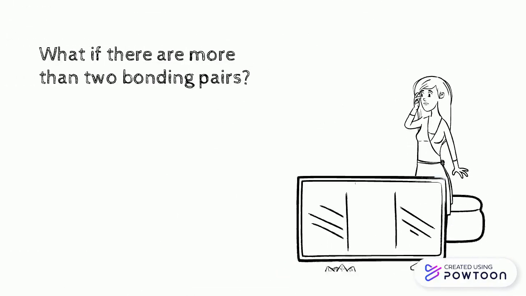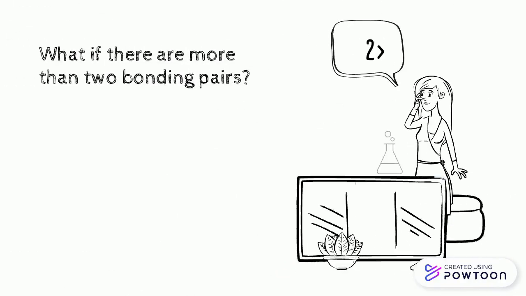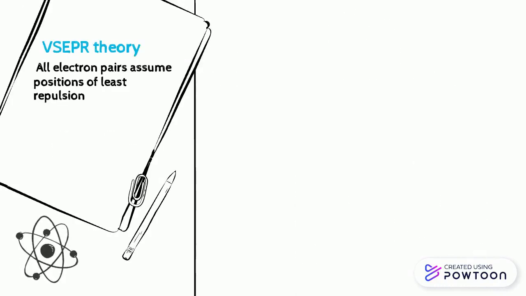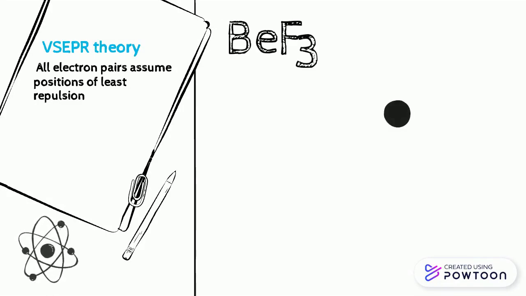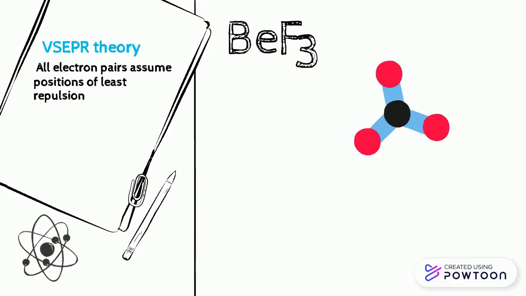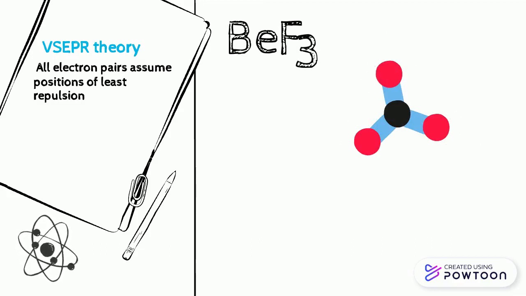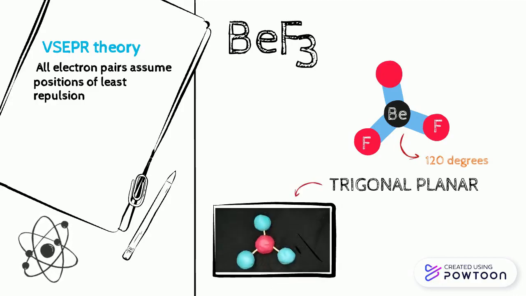What if there are more than two bonding pairs? Let us take a look at boron trifluoride. The VSEPR theory says that all electron pairs assume positions of least repulsion, so fluorine atoms will be positioned towards the corners of an equilateral triangle. If we measure the bond angle, we will know that the F-B-F bond will be at 120 degrees. This now forms the trigonal planar geometry of the molecule.